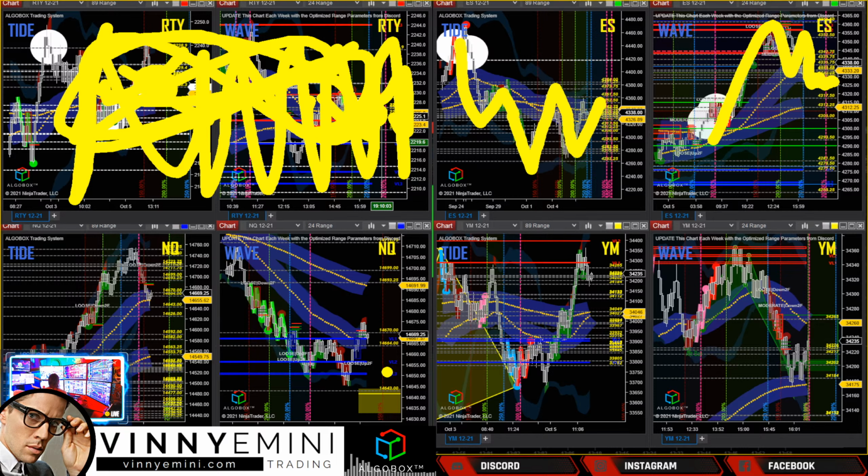NQ, always in play. What's this little setup right here? What does that look like? Looks like we're getting a turtle coming in right here, right? So am I going to try to take that next move up to that one? Yeah. If I catch the big move on the high time frame, do I have to be right about this? No. But if it gets going, do I want to ride that? Heck yeah. Right? How about YM?